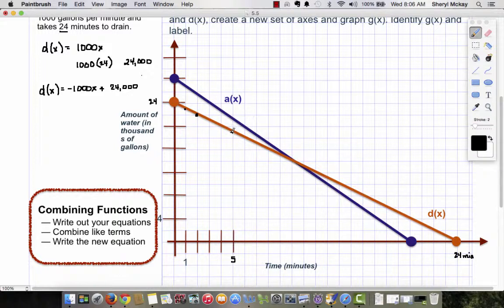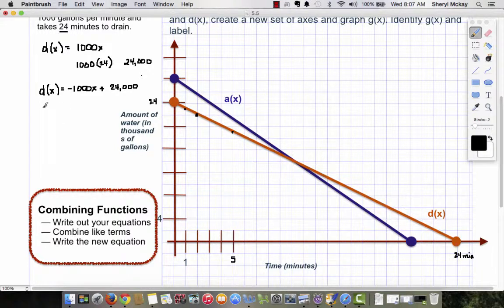And we can check that to see if that's right. Negative 1,000 times 5 minutes is negative 5,000. 24,000 minus 5,000 is 19,000. So this is working just right on this graph. So now that we know what our labels are, we can actually now figure out what A of x is as well.